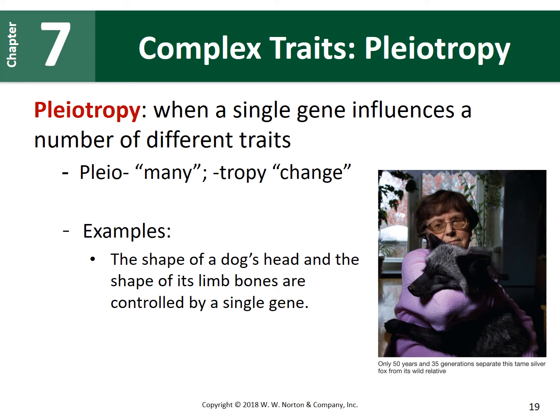So pleiotropy, this is when a single gene influences a number of different traits. So pleo means many, tropy means change. So you have one gene influencing a lot of different characteristics. So an example of here, the shape of a dog's head and the shape of its limbs. So we have 2 different traits or characteristics, the dog's head and the shape of its limbs. They're controlled by one single gene. So pleiotropy, one gene influences many different traits.